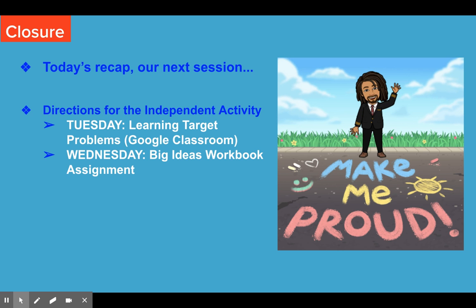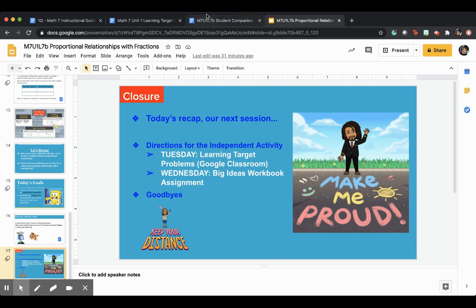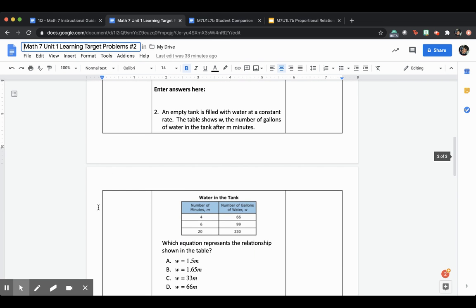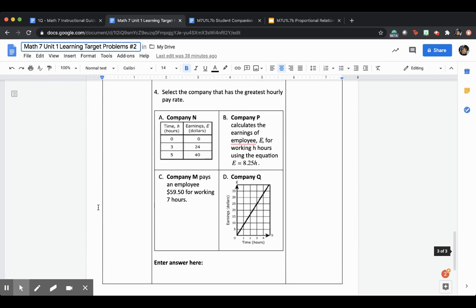So your directions for your independent activities. For today's independent activity, you have learning target problems that are going to be found in Google Classroom, which I will show you in just a second. Then on Wednesday, you're going to have a Big Ideas workbook assignment. Remember, we want to make sure that we're submitting all of our work, ladies and gentlemen, because we want to make sure that we're getting the best grades as possible. So for Tuesday's assignment, which is today, you guys will have a worksheet that looks like this. And it looks like it's a lot, but they're all multiple choice and it's actually only 4 questions.